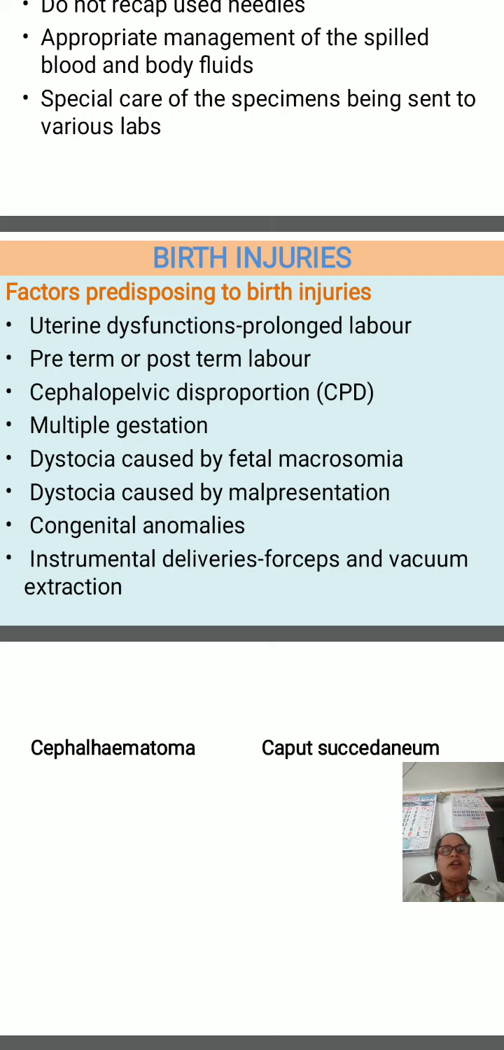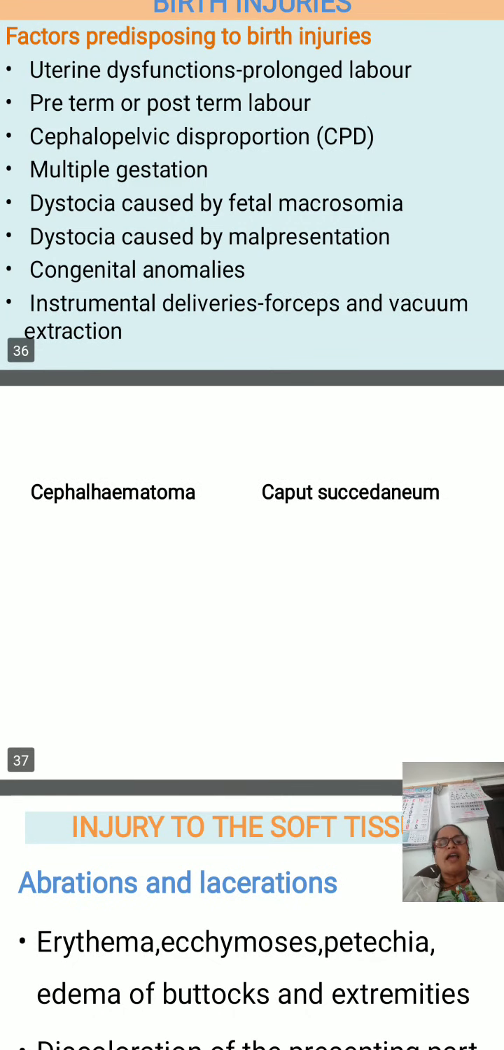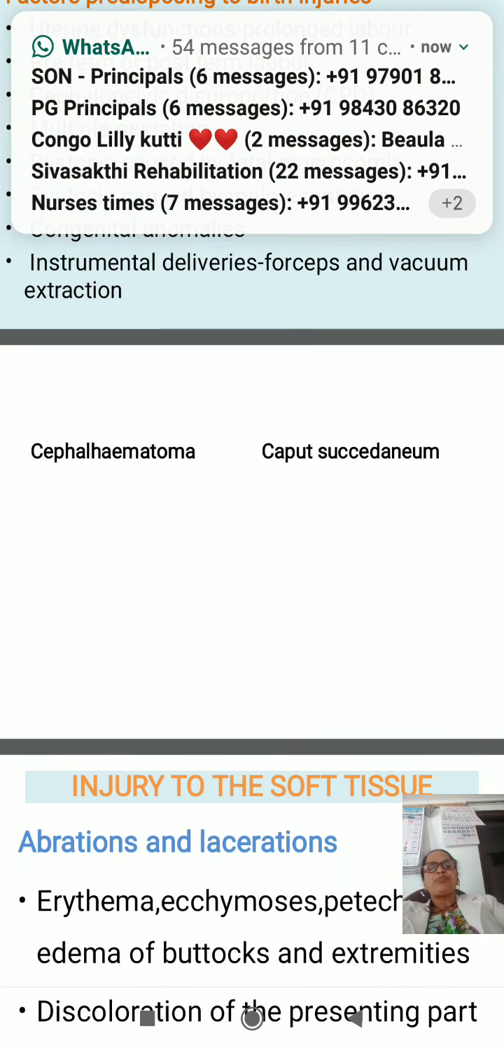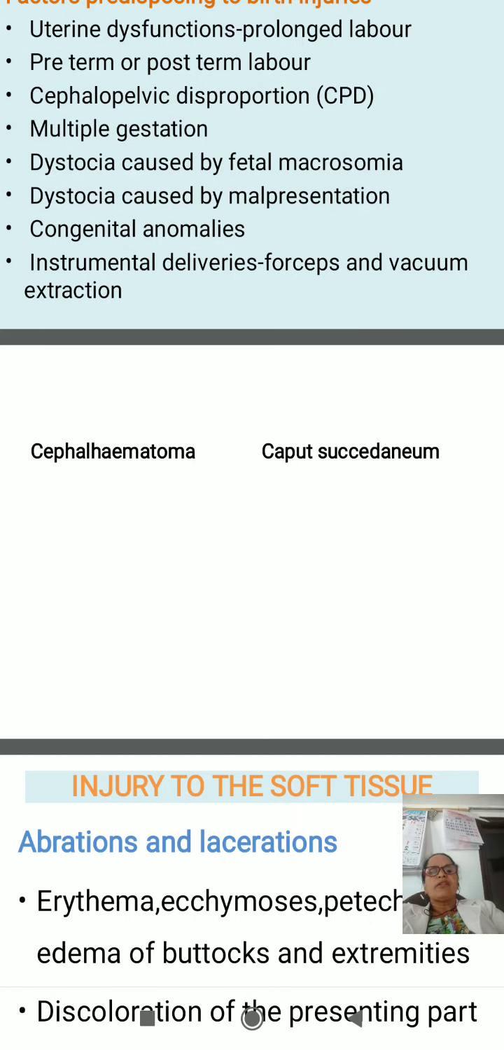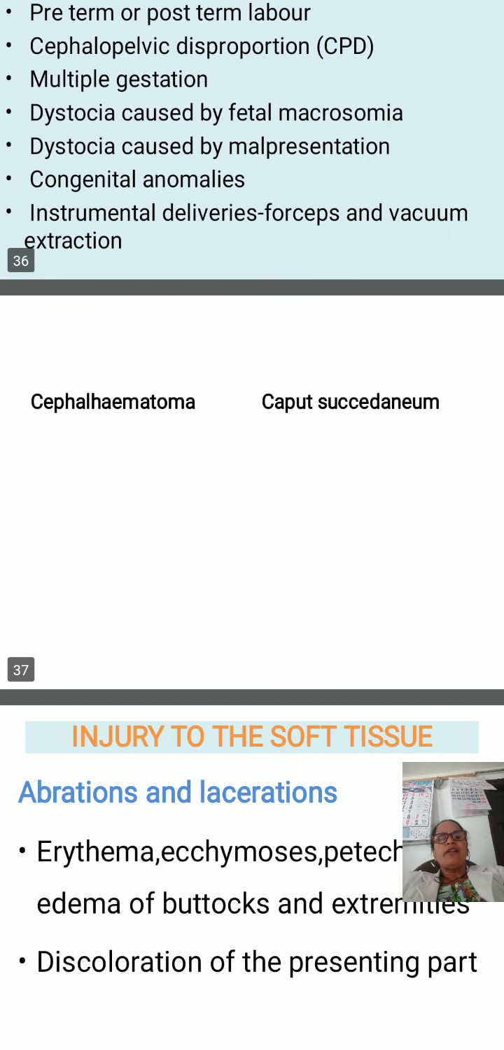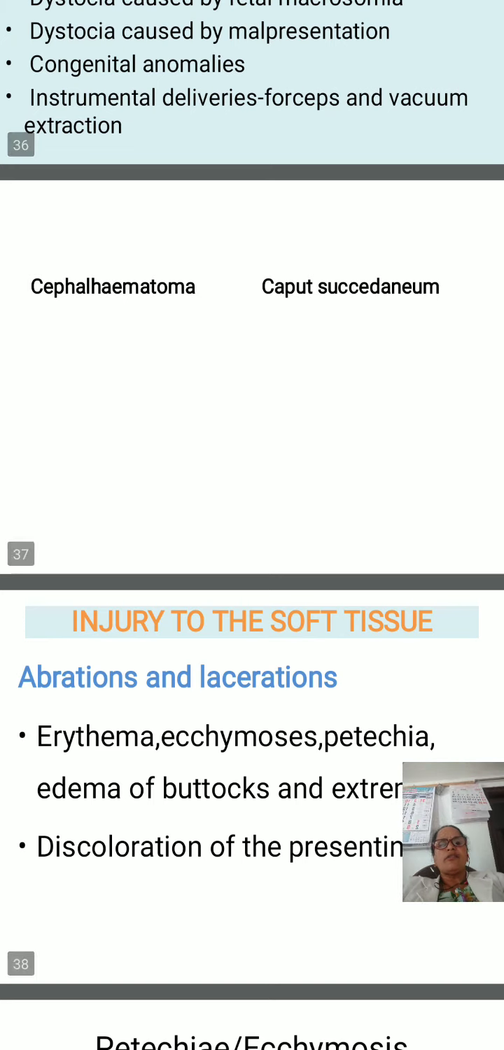Cephalopelvic disproportion, that is, the baby's head is bigger than the mother's pelvis size, and because of that there will be obstruction. Multiple gestation means there are 2 or 3 babies in the mother's womb. Then dystocia caused by fetal macrosomia, then congenital anomalies, then instrumental deliveries, forceps and vacuum extraction. These all cause birth injury.